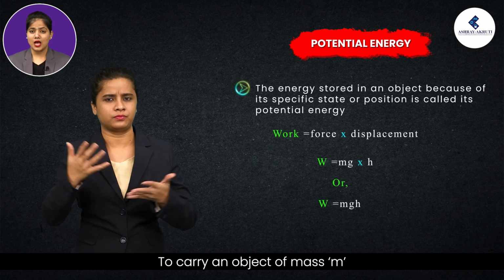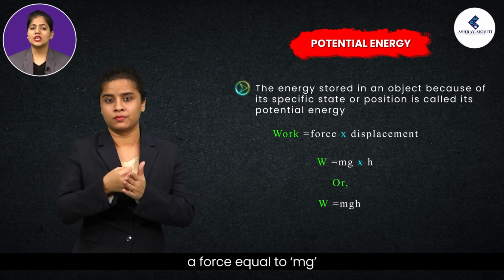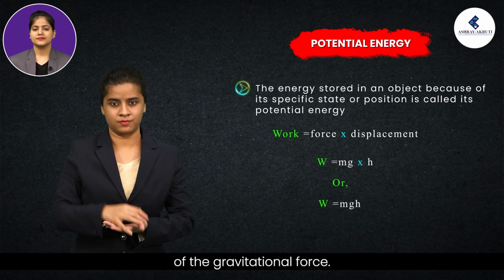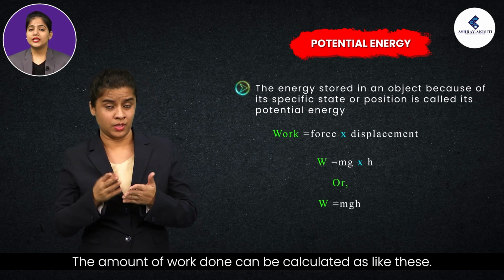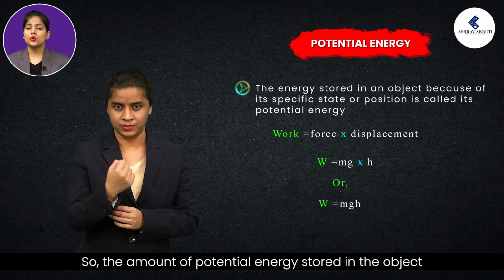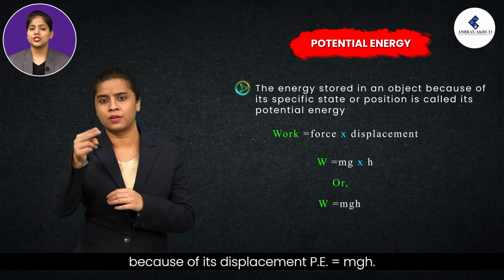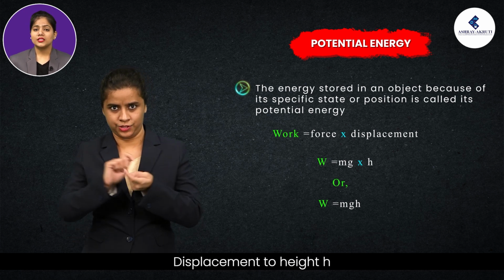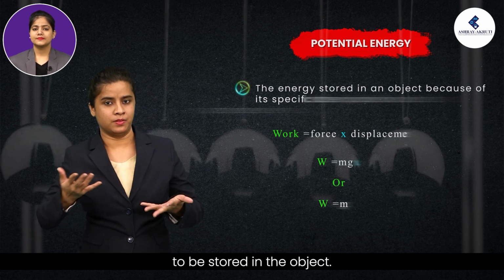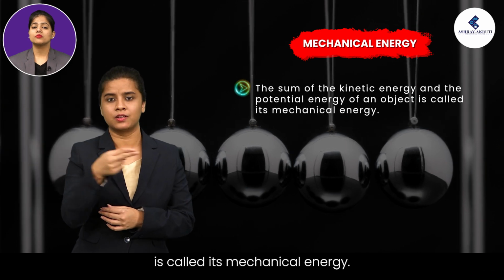To carry an object of mass m to a height h above the Earth's surface, a force equal to mg has to be used against the direction of the gravitational force. The amount of work done can be calculated like this. So, the amount of potential energy stored in the object because of its displacement, P.E., is equal to mgh. Displacement to height h causes energy equal to mgh to be stored in the object. The sum of the kinetic energy and the potential energy of an object is called its mechanical energy.